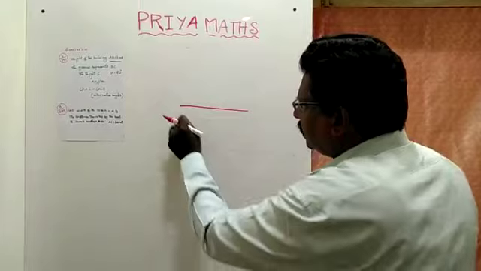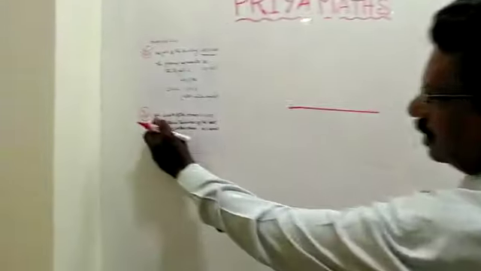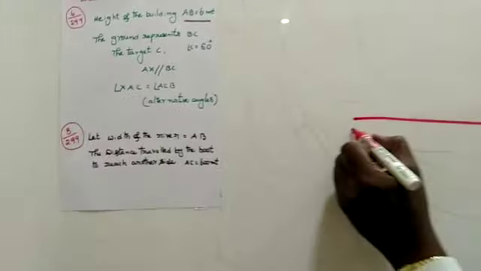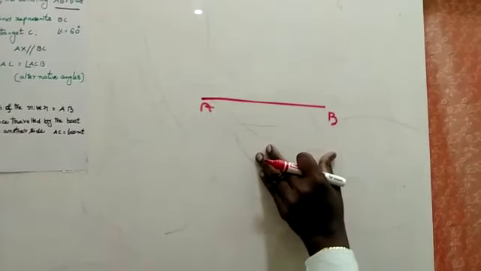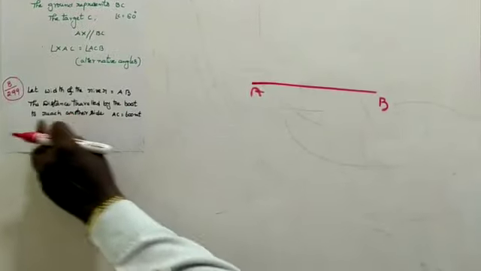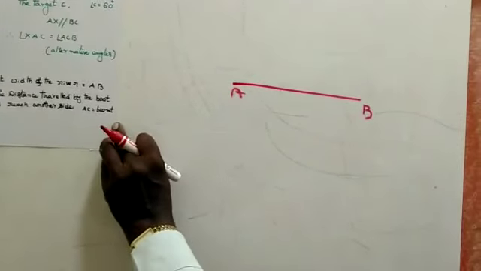The river. The width of the river, I wrote here, let the width of the river be AB. The width of the river we have taken. The distance traveled by the boat to the other side.